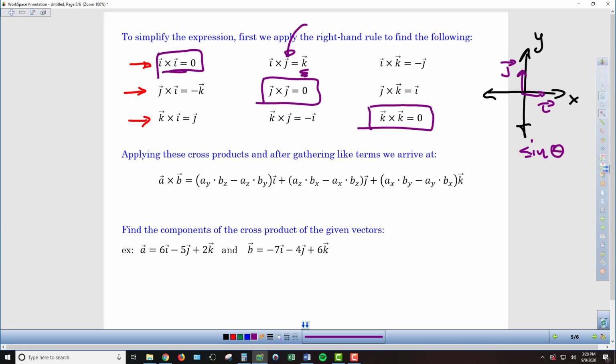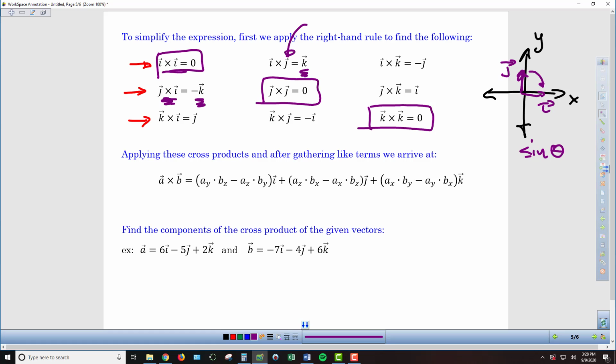Now, if we reverse it and I go j cross i like we see here, now I'm going to end up with the opposite orientation, but still in the k direction. If I take my fingers and point them in the direction of y, and then curl them in the direction of i, in order for me to be able to do that with my right hand, my thumb is going to be pointing down into the board, into the screen, and so therefore I get negative k. So reversing the order of the vectors gives me the opposite value.